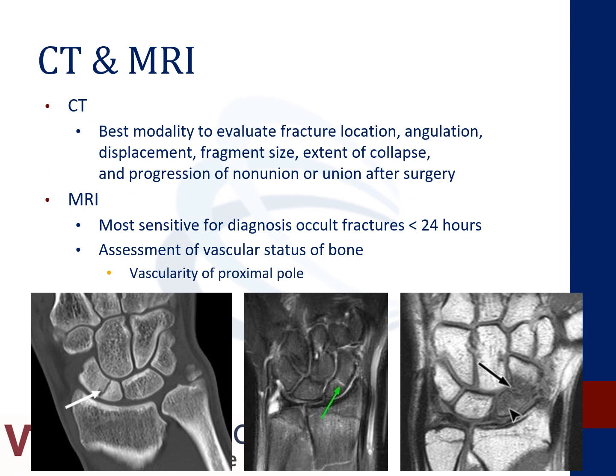For further imaging, you can obtain either a CT or an MRI. The CT is the best modality to evaluate for fracture location, angulation, displacement, or for assessing the bony union or lack thereof. An MRI is the most sensitive for diagnosing occult fractures and helps to assess the vascular status of the bone, particularly when a proximal pole fracture is being evaluated.